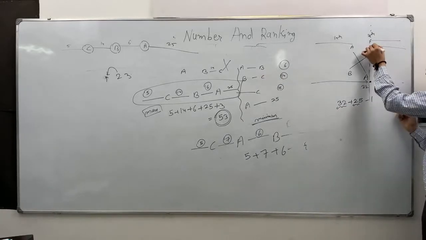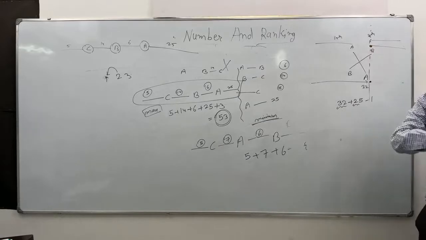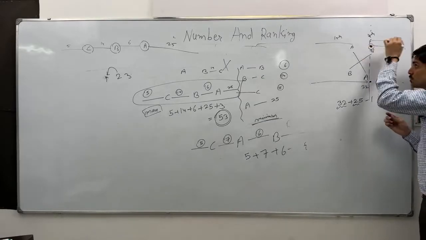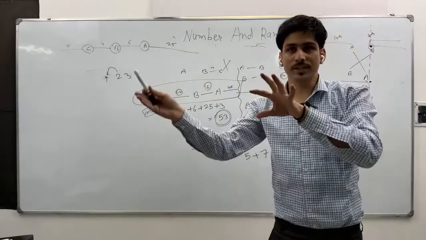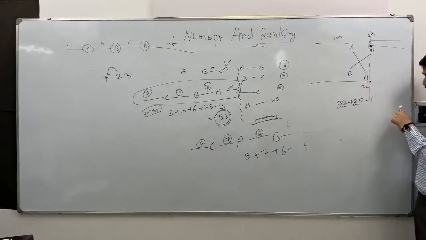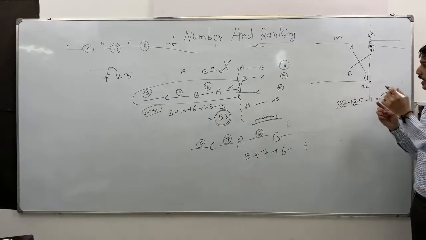So 32 plus 25 is what? This is nothing but the rank of this position. We don't know whether A is there or B is there. But with respect to this position, I know the rank from left hand side and right hand side. So what is the rank from left hand side? This will be 56.